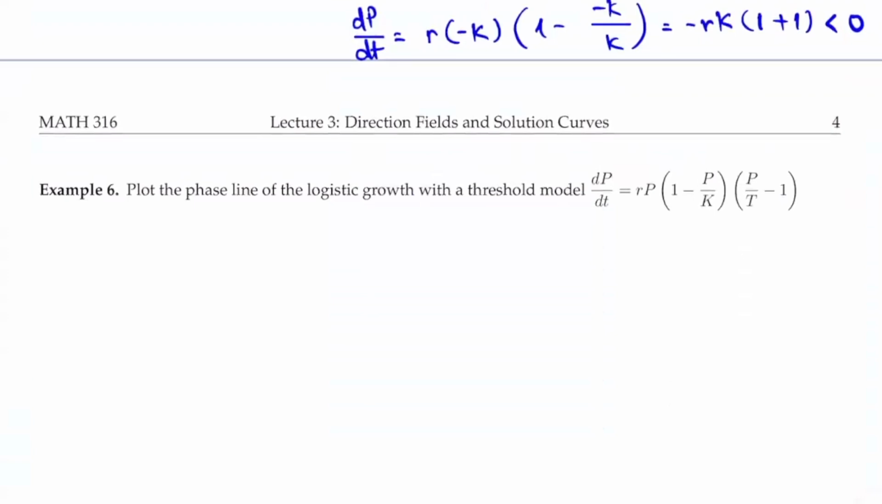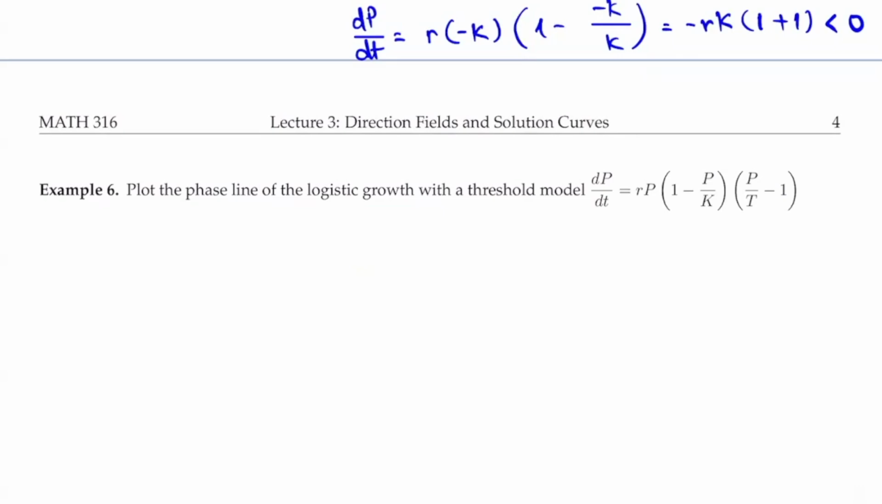Now, the phase line analysis, direction field, and solution curve are extremely important for differential equations that cannot be solved analytically. One of the differential equations of that kind is this one, logistic growth with the threshold model. At this point, there's no way that you can solve for the solutions analytically, so we can just use phase line analysis to observe the solution curves. We're going to do the same analysis that we did in the last two examples.